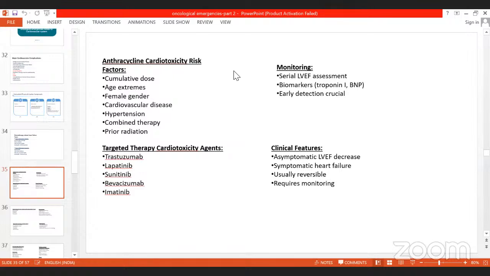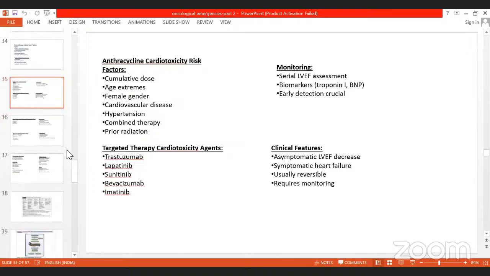Whereas targeted therapy cardiotoxicity agents are trastuzumab, lapatinib, sunitinib, bevacizumab, and imatinib. All these are monoclonal antibodies. And the clinical features are asymptomatic left ventricular ejection fraction decrease. It can be reversible. They have some symptomatic heart failure, and usually it is reversible and it requires more regular monitoring. That's why every 3 cycles once we go for a 2D echo.